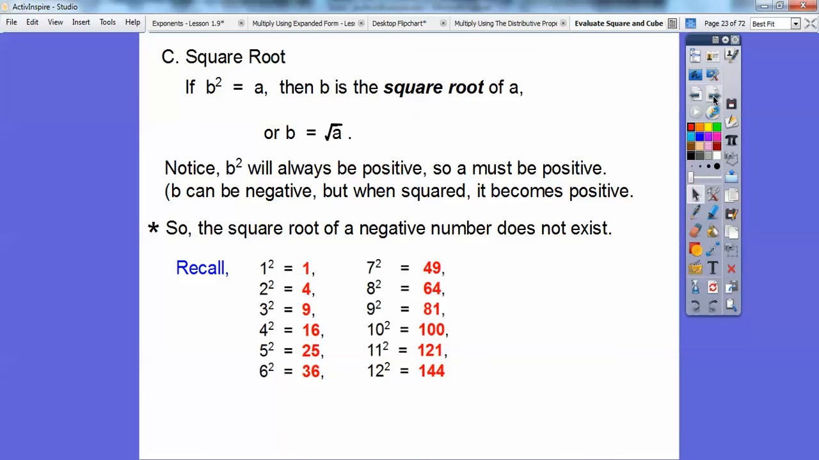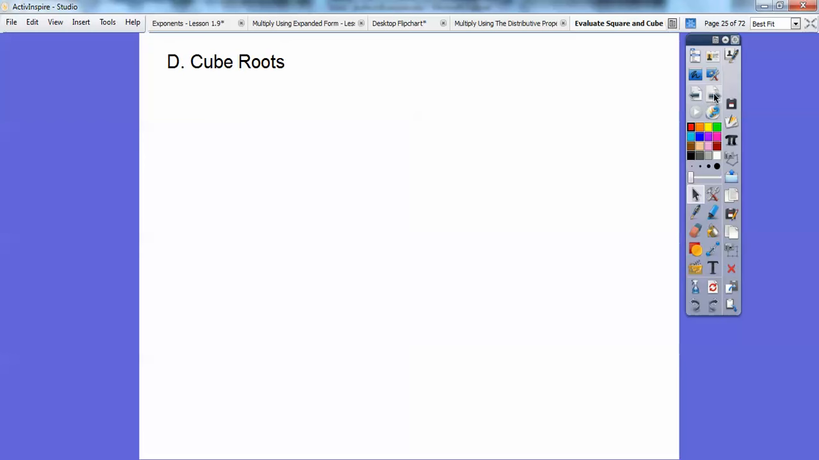Recall all these perfect squares. The square root of 36 is 6. The square root of 81 is 9. It's basically saying what number times itself gives me the number inside the radical. To solve what's inside a radical, you have to find out what number times itself gets you that number. There are a couple of other ways I'll show you too.